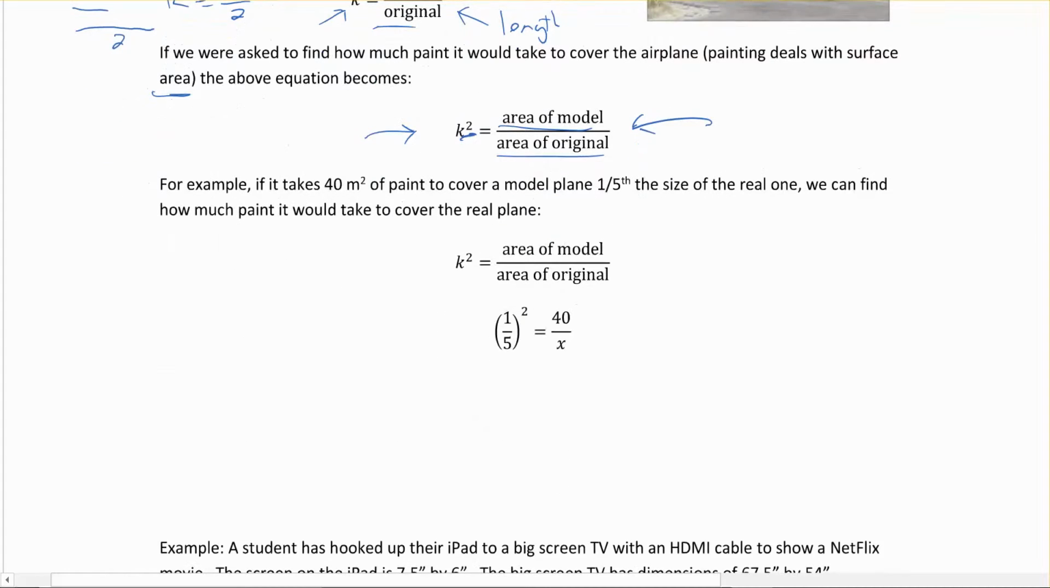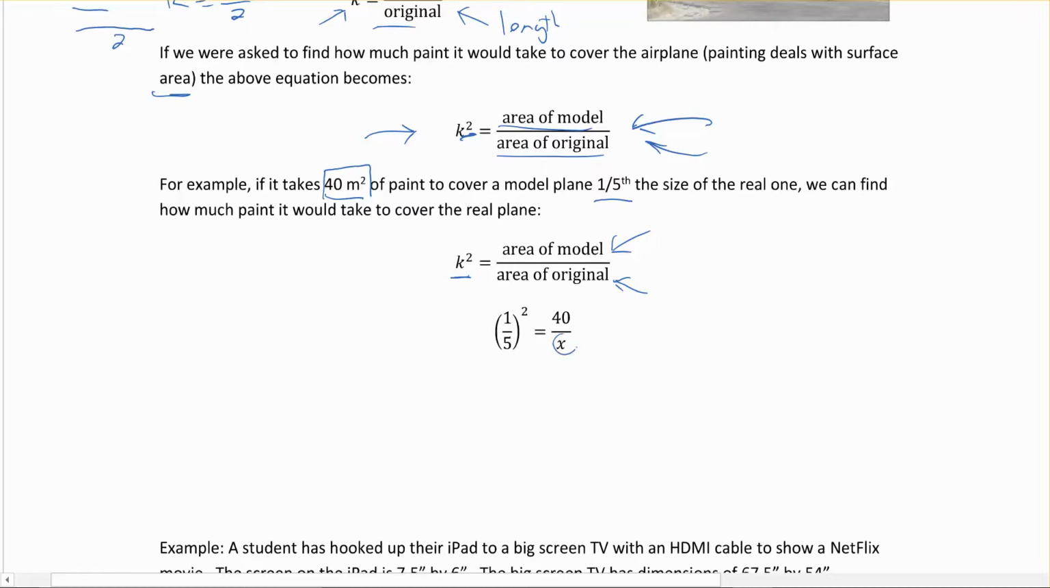So if we wanted to solve this, the typical question might say it takes 40 meters squared of paint to cover a model 1/5 the size of the real one. All we have to do is use this formula and plug in what we know. So we start out with K squared, and then the area of the model, well, it told us that in the question, right? It takes 40 meters squared of paint to cover the model, and then over the area of the original.